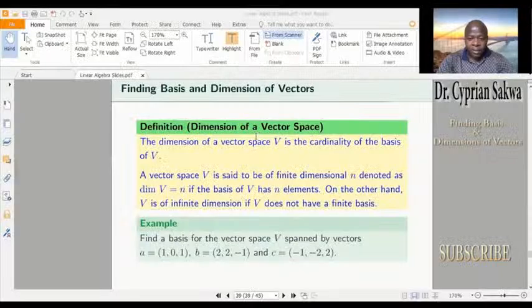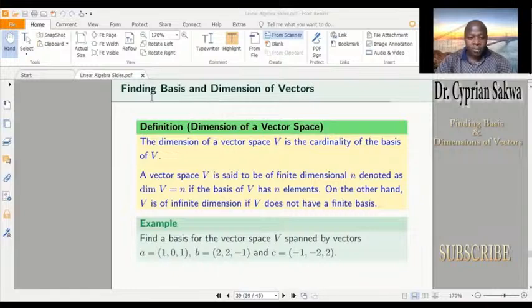In our previous video, we looked at how to determine if vectors form a basis of a certain vector space, if a certain set of vectors form a basis of a vector space. In that same video, we defined a basis and we looked at several examples.